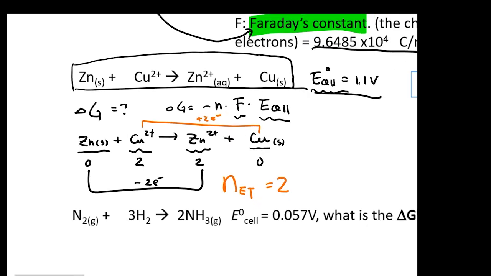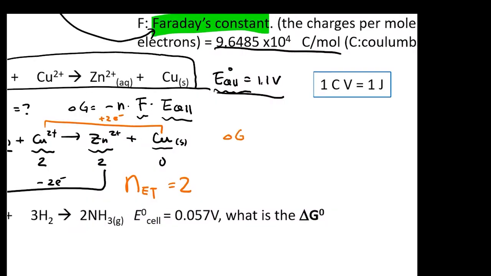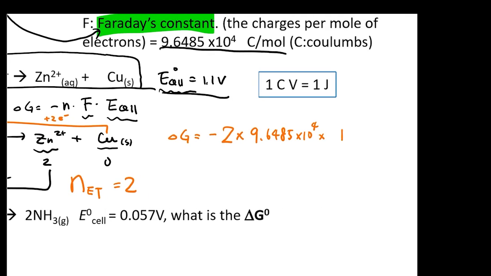Once you figure it out, you can calculate your delta G, which is going to equal negative n, which is 2, times the Faraday constant, 9.6485 times 10 to the fourth power, times E cell, 1.1. The unit of this is coulombs, and the unit of your E cell is volt. If you have 1 coulomb times 1 volt, they give you 1 joule. If you do all this calculation, you get negative 2.10 times 10 to the fifth power coulomb times volt, which equals negative 2.10 times 10 to the fifth power joule.